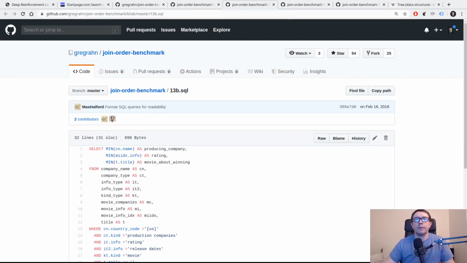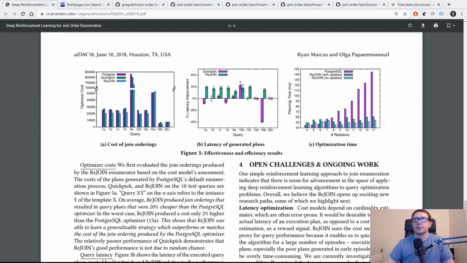So if you scroll through them, you can see that the select stuff changes. This is 13A, 13B, 13C, 13D. You can see that the select statements change as well as the where statements, but the from statements remain all the same. So those are the templates they talk about in the paper. If you go to read the paper, they talk about templates. But you can see the cost for PostgreSQL is sometimes higher than the ReJOIN algorithm. And it has overall lower latency in most cases, and the optimization time is significantly lower in most cases.